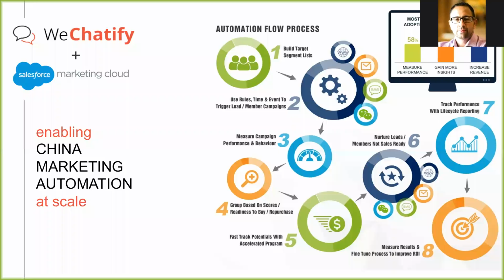So once we were able to marry WeChatify, so the WeChat solution, to Marketing Cloud, we were then able to enable really a global marketing automation solution at scale. So the ability to pull in contact records and customers, no matter where they are in the world, into one single point of data so that we can measure that data, optimize it, and continue to automate. And the goal of today's session is to really focus on automation and to talk about what that can do for your brands and how successful that can be.